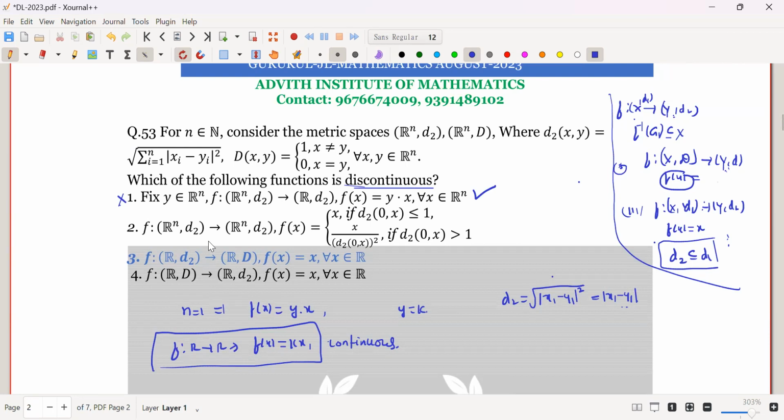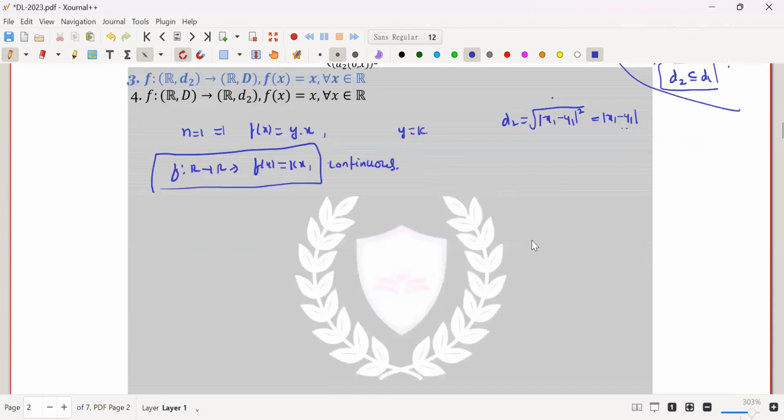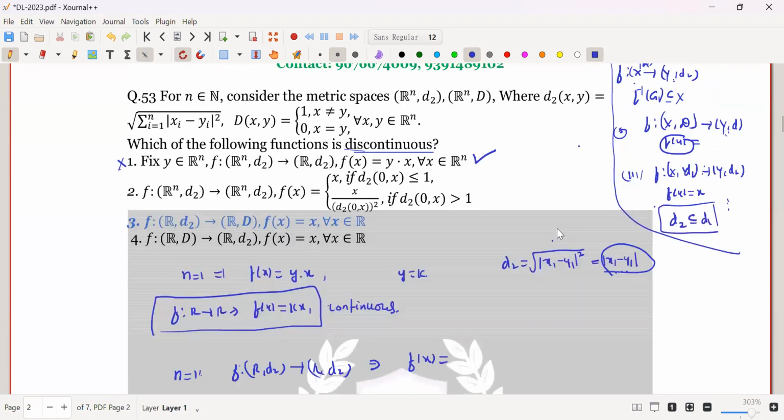Next one, Rn with d2 to Rn with d2 such that f of x is defined as this one. In this case also, assume that n is equal to 1. Then f is from R with d2, where d2 is the usual metric, to R with d2 such that f of x is equal to x.